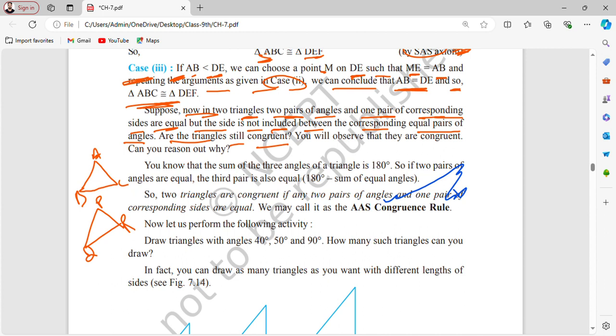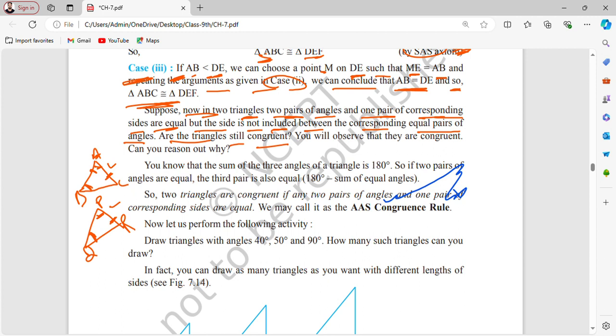So suppose angle A is equal to angle P, angle B is equal to angle Q. So could it be possible that side AC is equal to PR? So we can say that these two triangles are both congruent.